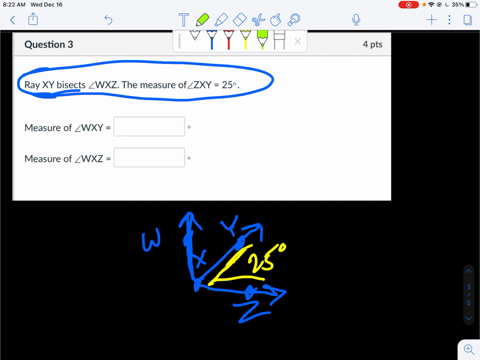First, it wants to know the measure of WXY. So it wants to know WXY. It wants to know this one. And it wants to know the whole entire thing. So WXZ.